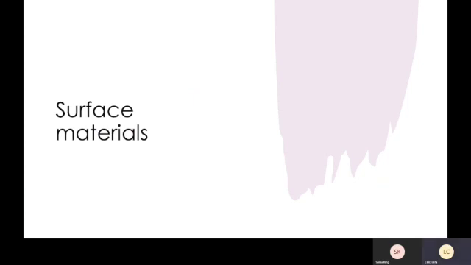Okay, so now a bit about surface materials. I'm not going to present our own work here, but I just wanted to talk a little bit about surfaces and what characteristics they might have that make them easier to clean or more difficult to clean or more susceptible to having microbes lurking on them.